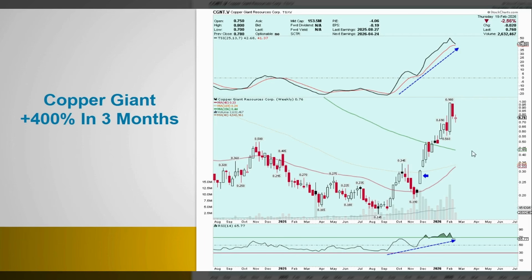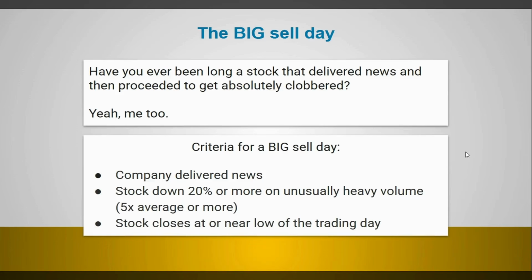So obviously the signal was the insider buying, and the result was a breakaway gap followed by week after week of accumulation and grinding gains all the way up to nearly $1 a share. So that's absolutely one of the best examples of a breakaway gap in a junior mining stock.